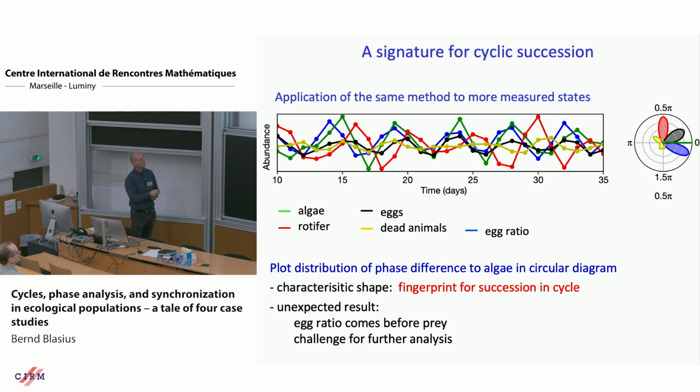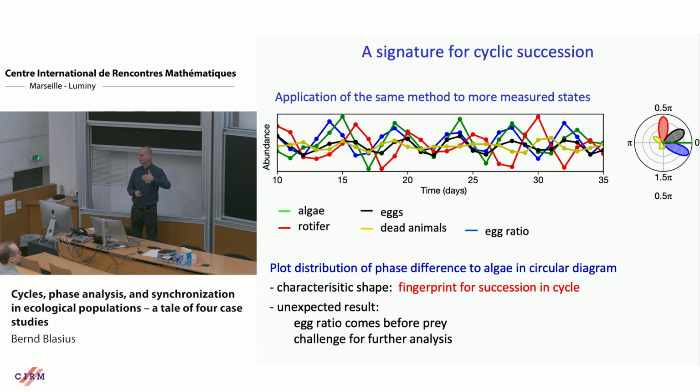So, and then you see the cycle starts with the algae. Then you get eggs, a little bit later, 45 degrees, 90 degrees later you have the predators, and a little bit later you have the dead animals. So it all makes sense. The weird thing is the egg ratio. So the eggs per animals, they came before, and that was a very surprise.